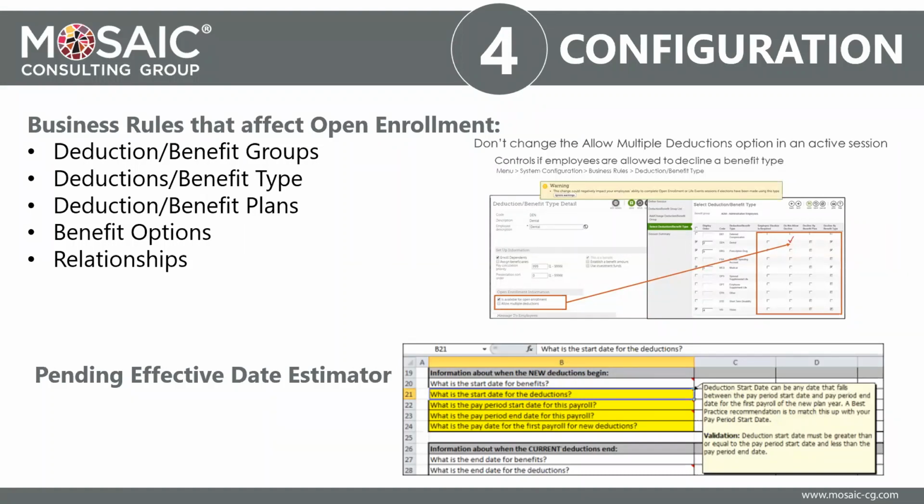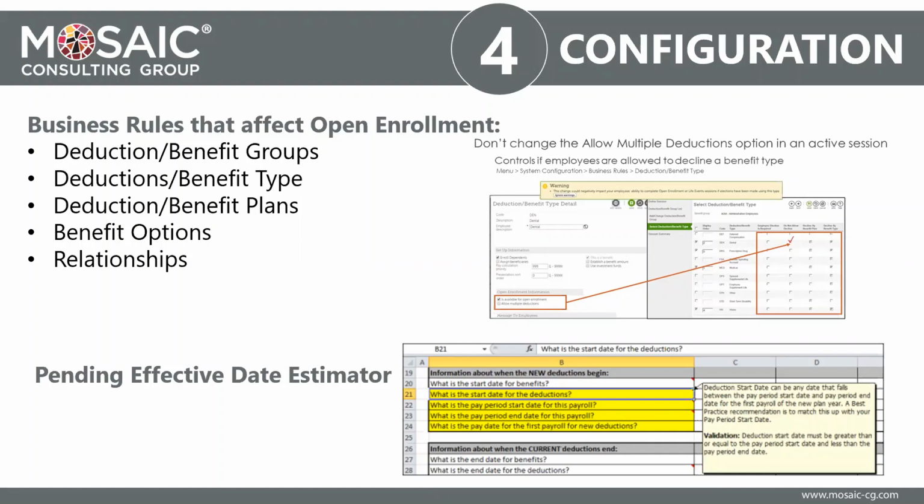Deduction benefit plans. Again, you want to ensure that any new plans that you need are configured to be added to the sessions. And you want to make sure that your rate changes from the vendors, if you have any, are configured with the correct effective dating. So the date for any rate changes should be the same as your pending effective date, which we'll cover next. And then on your deduction benefit plans, you can also set up enrollment messages, which will show next to each plan if you have anything specific to each plan.